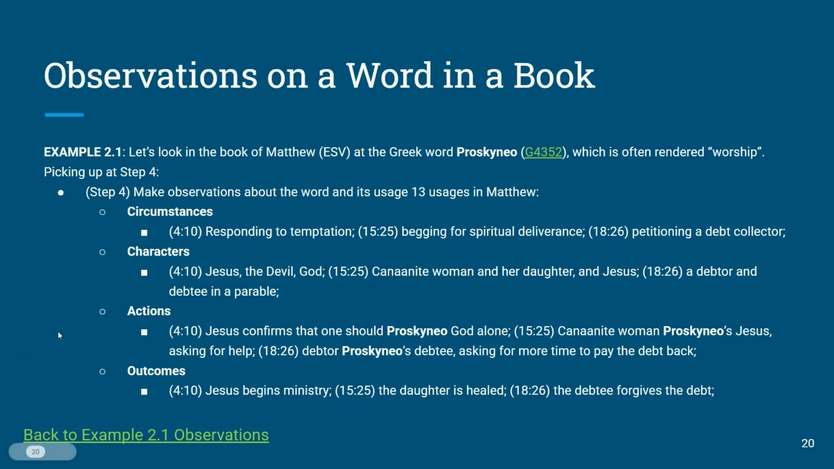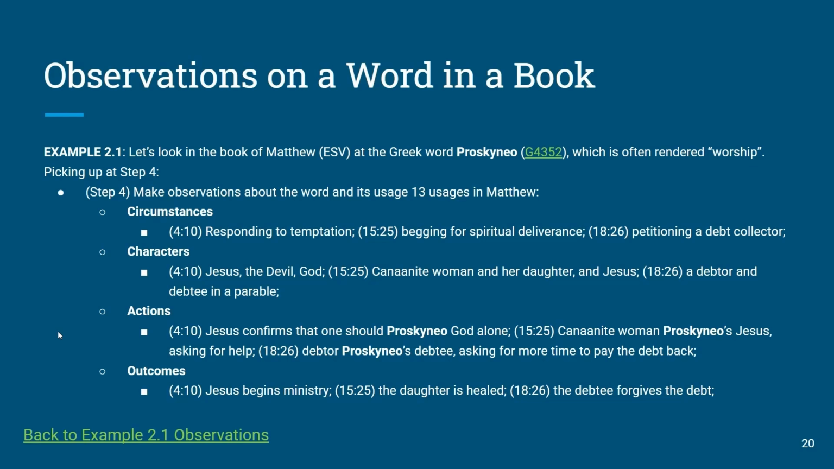Actions for each of these could be summarized as follows. In chapter 4, Jesus confirms that one should proskuneo God alone. In chapter 15, the Canaanite woman proskuneos Jesus, asking for help. In chapter 18, the debtor proskuneos the debtee, asking for more time to pay the debt back.